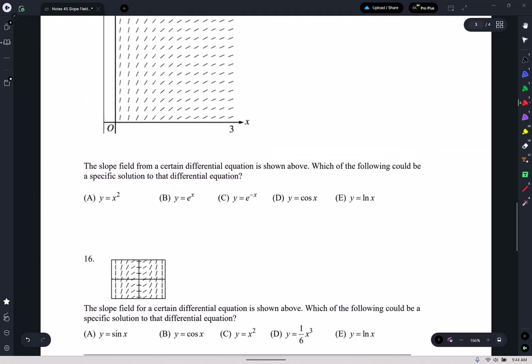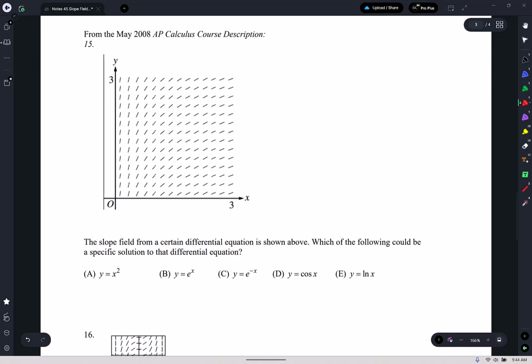All right. Don't worry, guys, we're almost done. This one right here from the 2008 course description, we'll do it together. The slope field from a certain differential equation is shown above. Which of the following could be the specific solution to that differential equation? Do you see a parabola? I'm not circling that, that's not the answer, I'm just saying. Do you see parabolas on that slope field? Out.